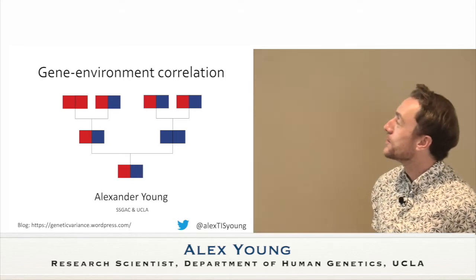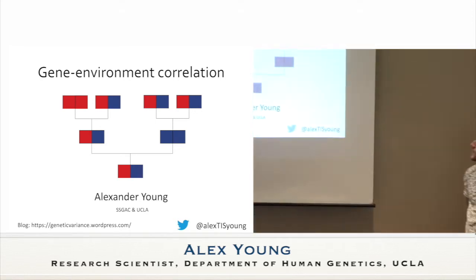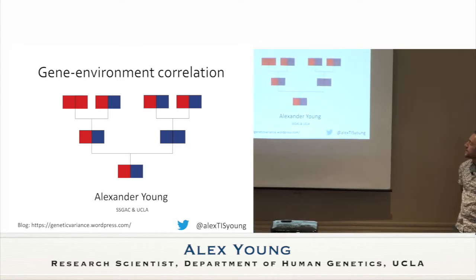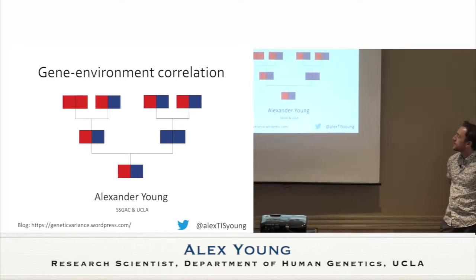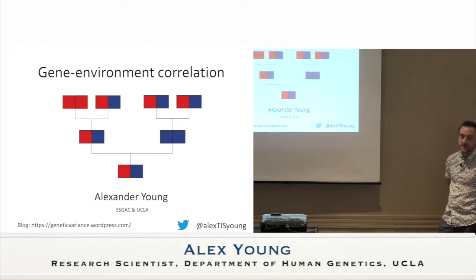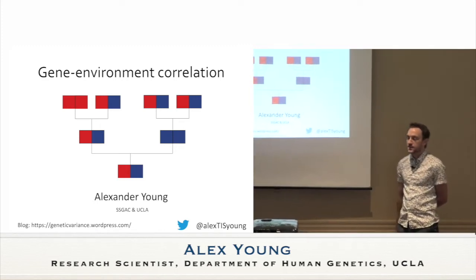So I'm going to talk about gene-environment correlation, although perhaps a more accurate title would be how to use family data properly to disentangle different things.